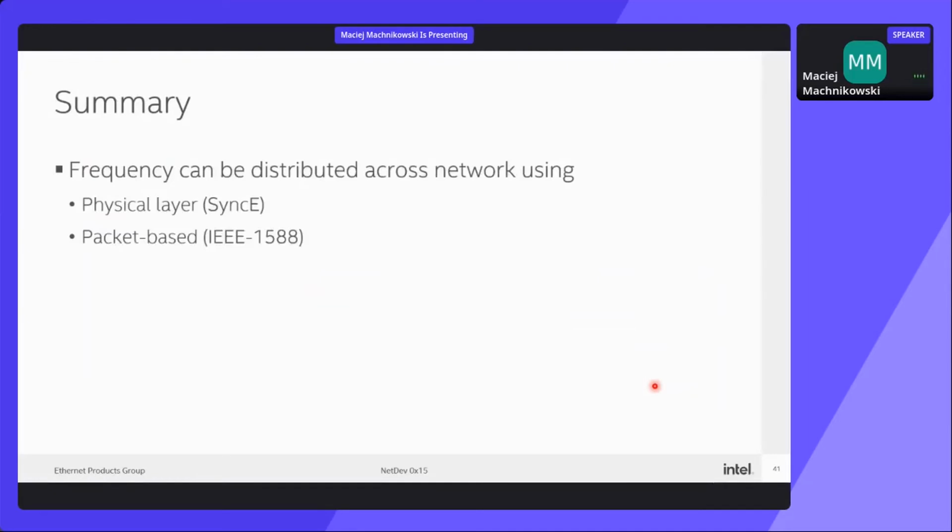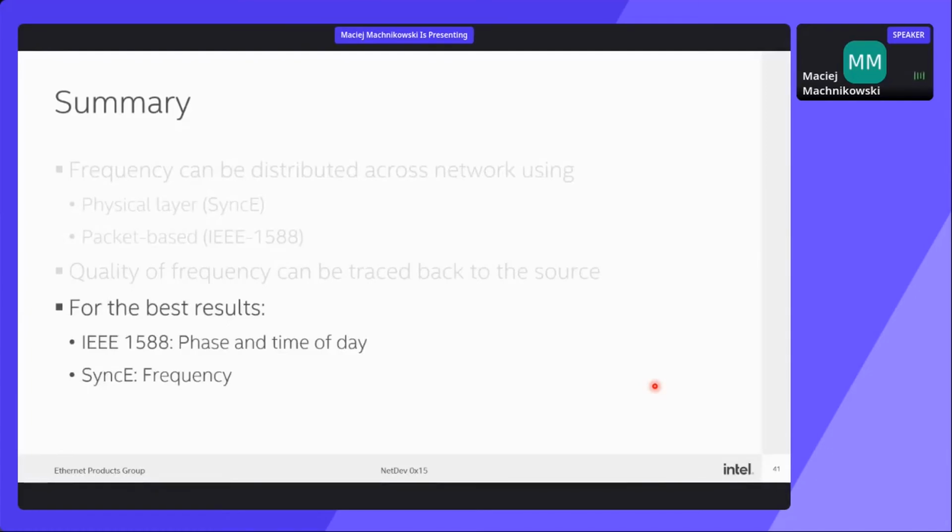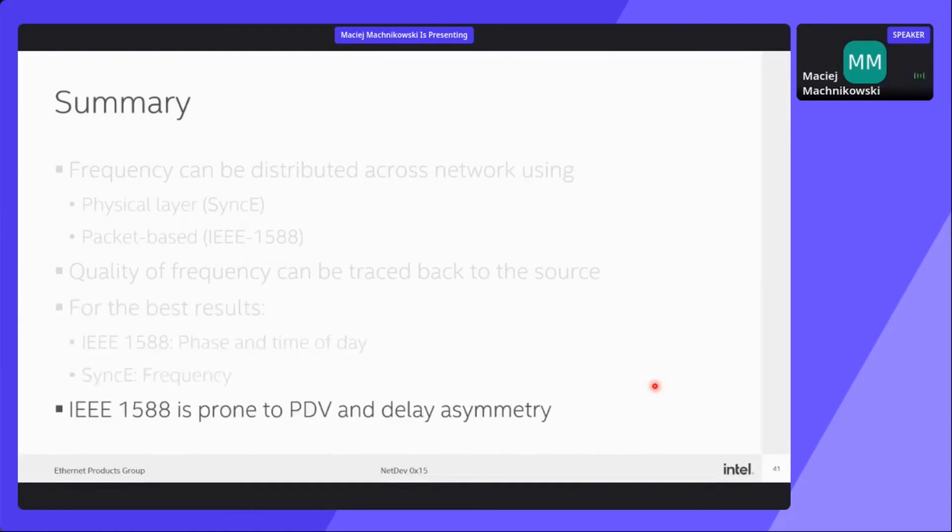So the main ways of transferring the frequency over our networks are either the physical layer, which is SyncE, or the packet-based using 1588. The quality of the source of frequency can be traced back to the source. And for the best results, it's best to use 1588 for phase and time of day, and then use SyncE to actually synchronize the frequency. And 1588 is prone to packet delay variation and delay asymmetry.